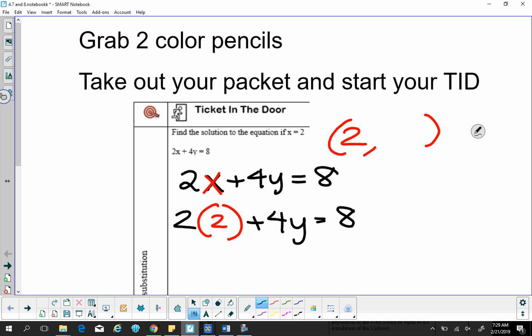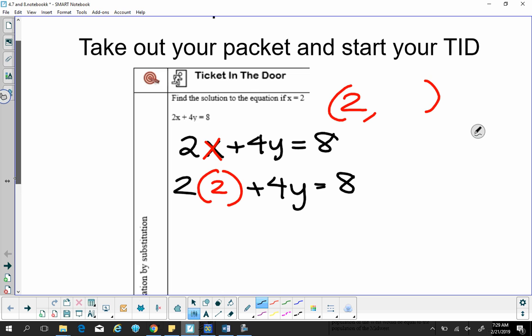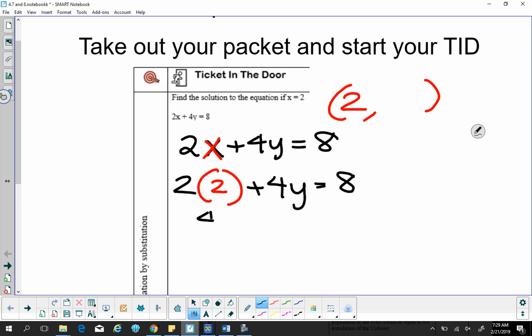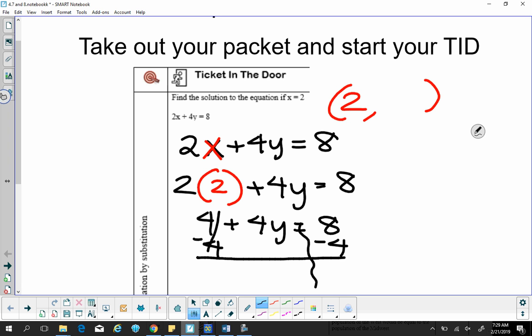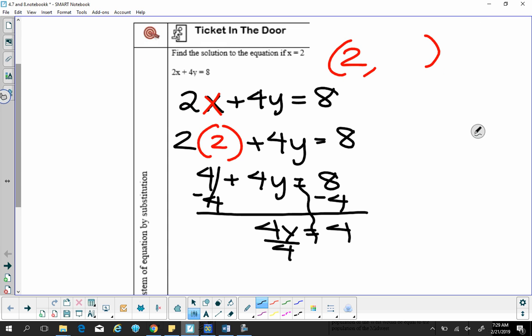How do you get y by itself? What is 2 times 2? 4. So you get 4 plus 4y equals 8. Then what do I do? Yes, subtract this constant 4 to the other side. I couldn't add it because it wouldn't get rid of it. You end up getting positive 4y equals 4. Then what do I do? Good. You end up getting y equals 1. And so my point where it crosses when x is 2, my y is 1.